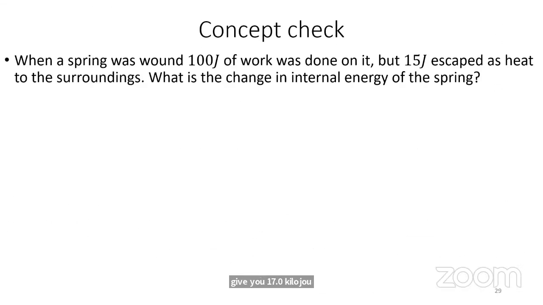Now let's look at another concept check, another calculation, still using our change in internal energy. It says when a spring was wound, 100 joule of work was done on it, but 15 joule escaped as heat to the surroundings. What is the change in internal energy of the spring? So now we are given that the work, W, is 100. So what is going to be our Q? Is it going to be positive or negative? Put it on the group chat.